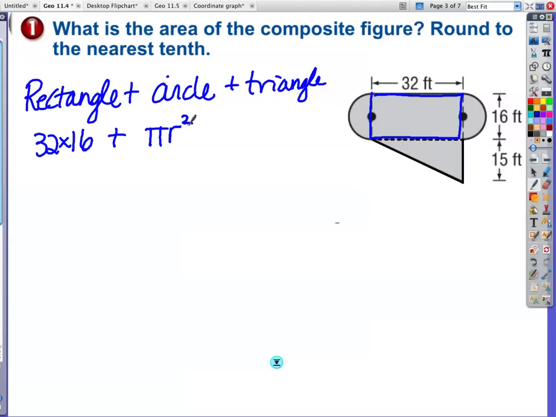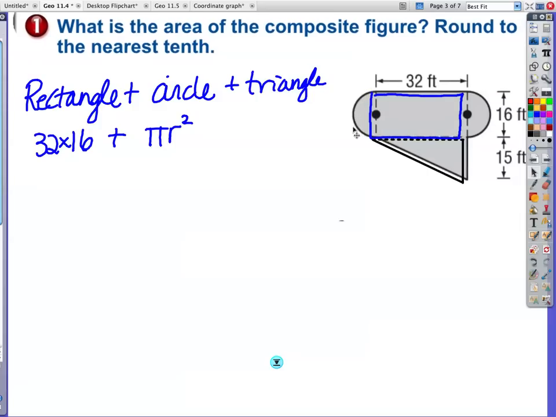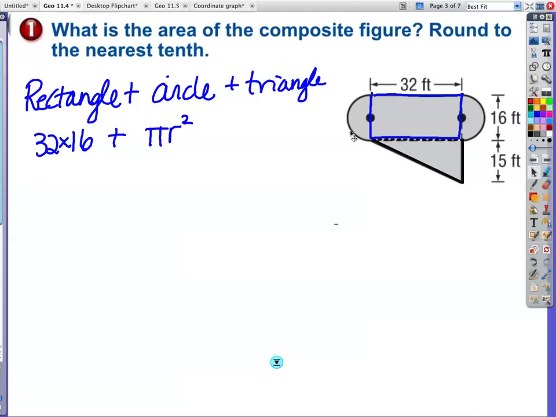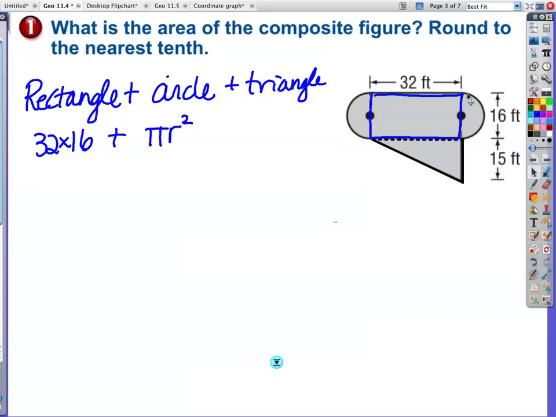The radius, if I take my radius, it's going to be 8. So I'm going to have pi times 8 squared, plus my triangle, which is 1/2 base times height.